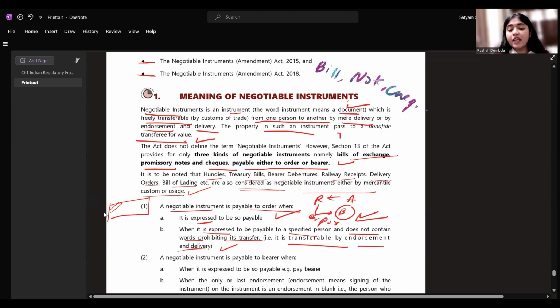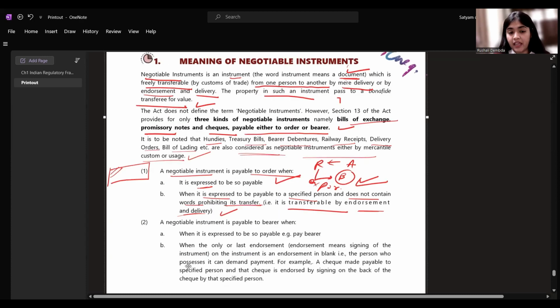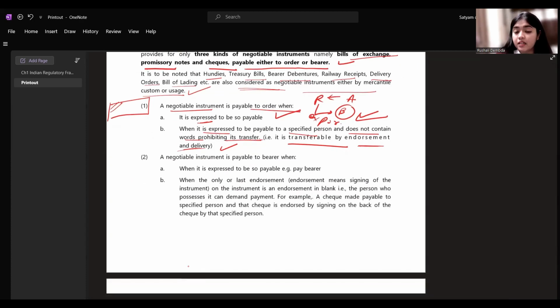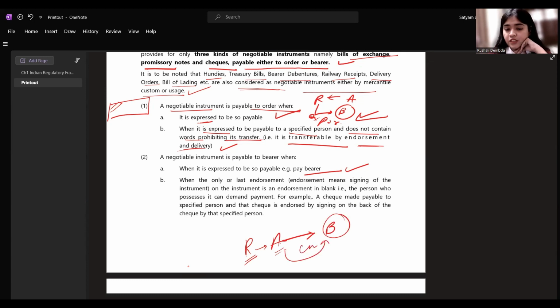We'll see the next one. A negotiable instrument is payable to bearer when it is expressed to be so payable. When they say pay bearer, whosoever has this document, whether a negotiable instrument, check, bill of exchange or promissory note, will get the money. If R gives a check to A, R is going to pay, right? Now A wants to pay an amount to B. What he does is give the check to B. The check is transferred. A has already transferred the check to B.